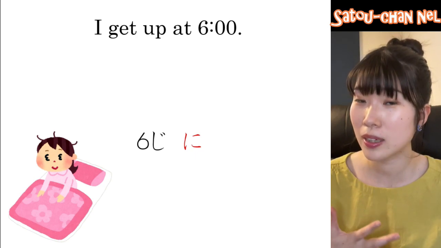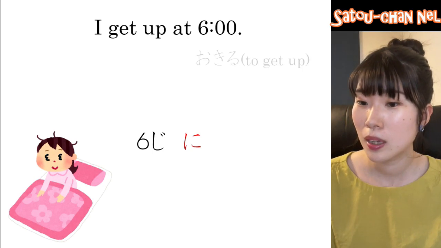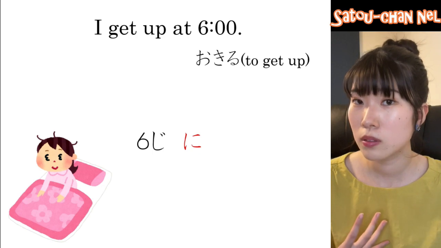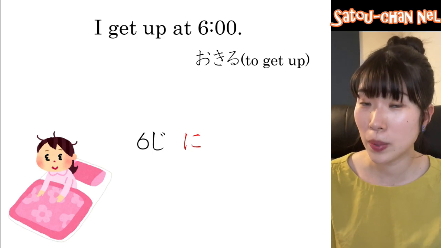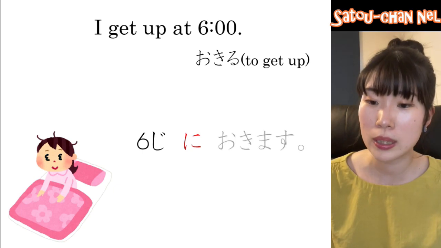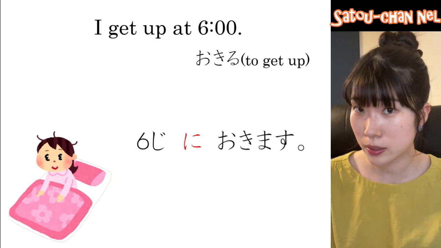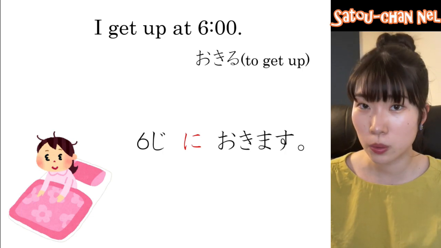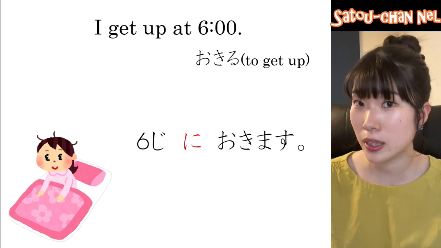Do you remember how to say get up? 起きる is get up. Now let's make a masu form of 起きる. 起きます。6時に起きます。I get up at 6.